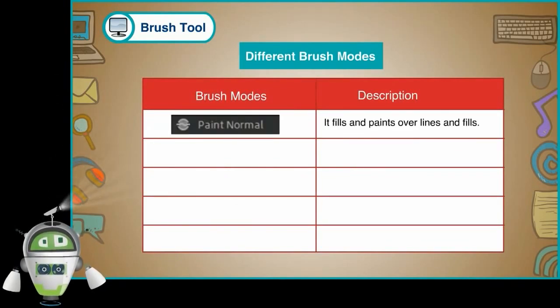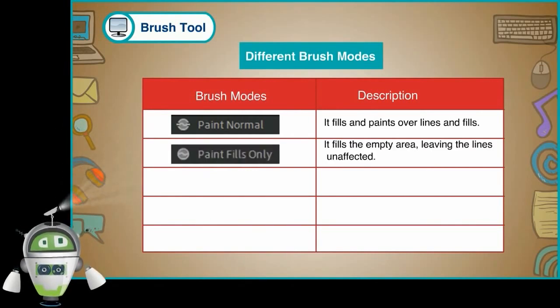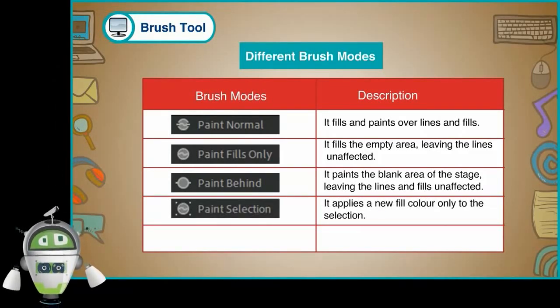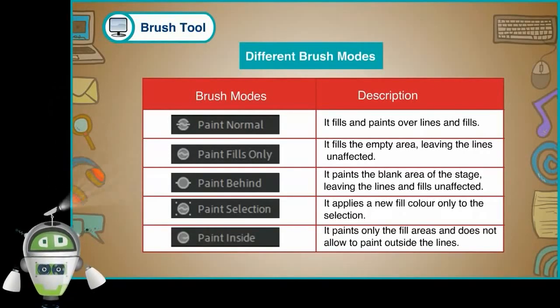Paint normal, it fills and paints over lines and fills. Paint fills only, it fills the empty area, leaving the lines unaffected. Paint behind, it paints the blank area of the stage, leaving the lines and fills unaffected. Paint selection, it applies a new fill color only to the selection. Paint inside, it paints only the fill areas and does not allow painting outside the lines.